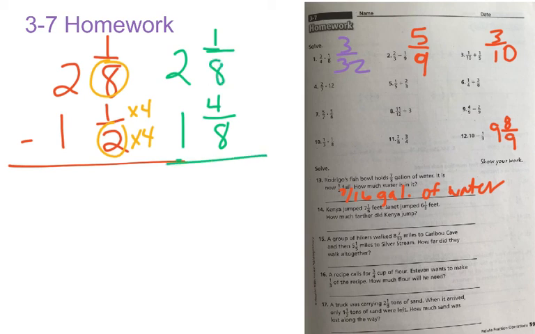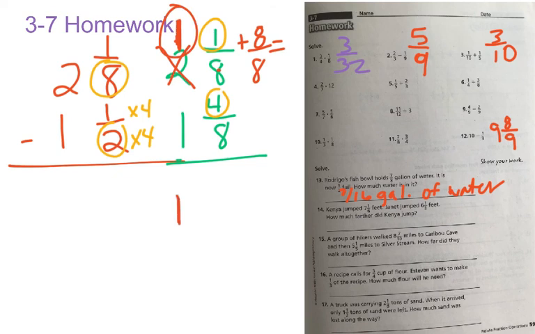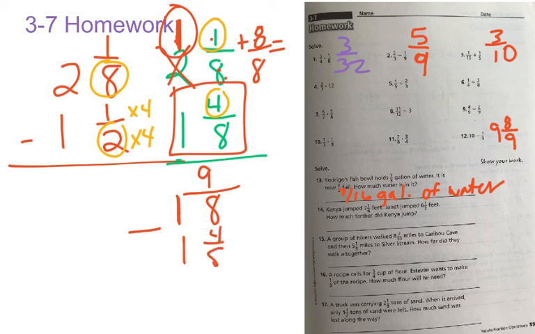And now I can see here I cannot take 4 away from 1. So I'm going to have to borrow from my 2 here. Okay, and I'm going to borrow 1 whole, and this 2 is going to become a 1. And now when I borrow 1 whole, to write 1 whole in a fraction form with eighths, it's 8/8. Okay, and so what I'm left with is my whole number, which is 1, and then 8 plus 1 is 9. Denominator stays the same with 8, and I then can subtract my 1 4/8.